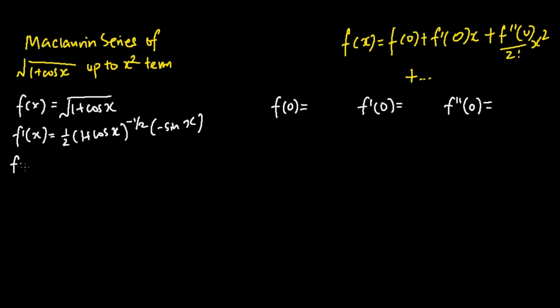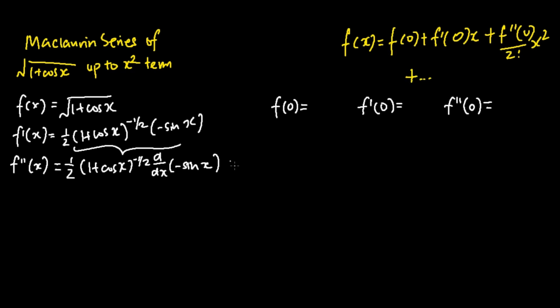The next step is we will differentiate the function twice. In this case, we will use the product rule. We first copy half times (1 plus cosine x) to the power of negative half, and differentiate with respect to x of negative sine x. Then we copy half times negative sine x, and differentiate with respect to x of (1 plus cosine x) to the power of negative half.